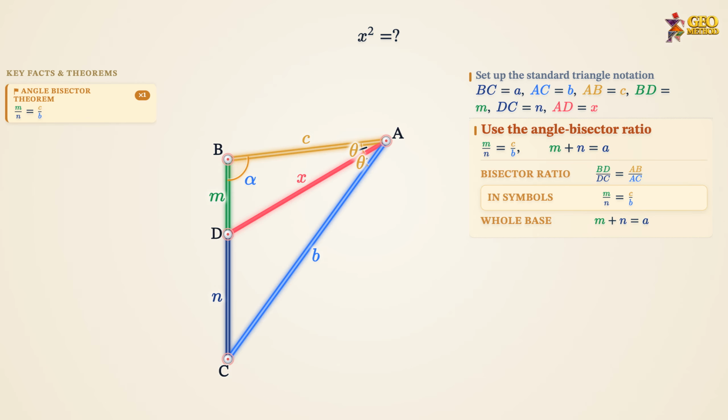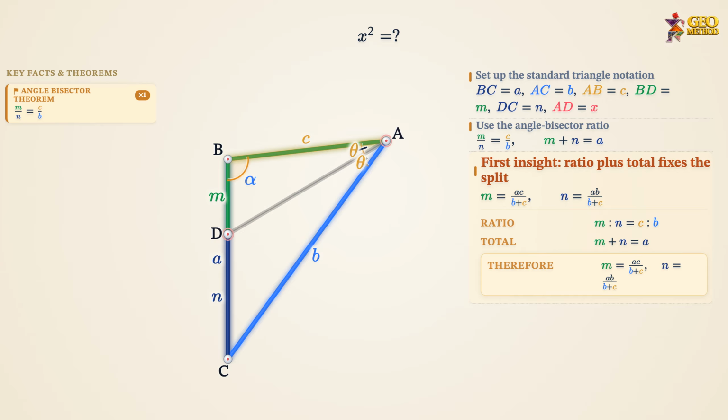The angle bisector theorem says that the two base pieces have the same ratio as the two adjacent sides. Since segment AB is c and segment AC is b, m over n equals c over b. We also know m plus n equals the whole segment a.